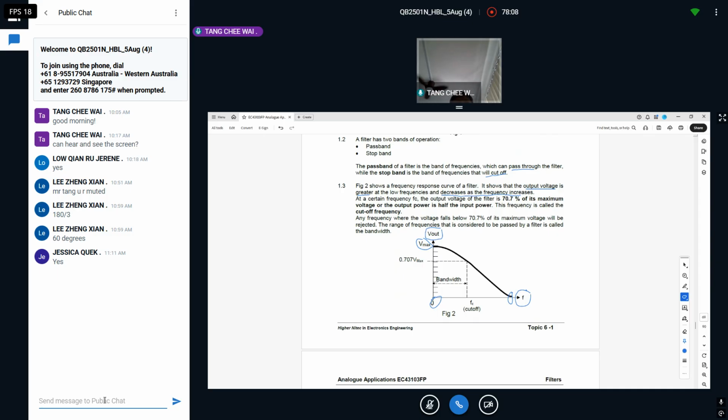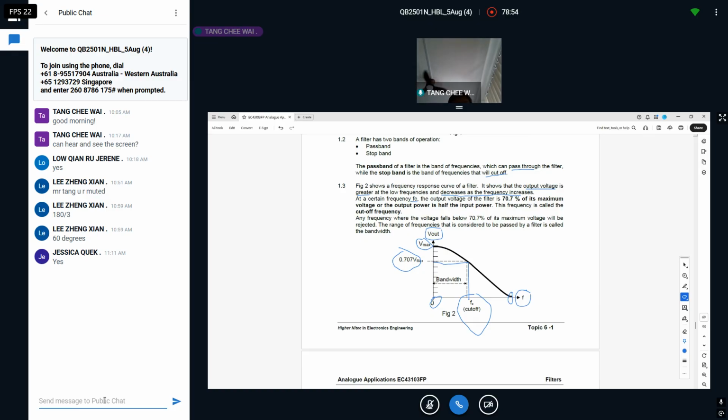Now, at a certain frequency, they call it FC, the output voltage of the filter is 70.7% of the max. We are talking about a certain frequency here, which is the cutoff frequency. At this particular frequency, you bring up this and go across here and you get about this value, or 70.7%, or 0.707 Vmax, at this so-called cutoff frequency.